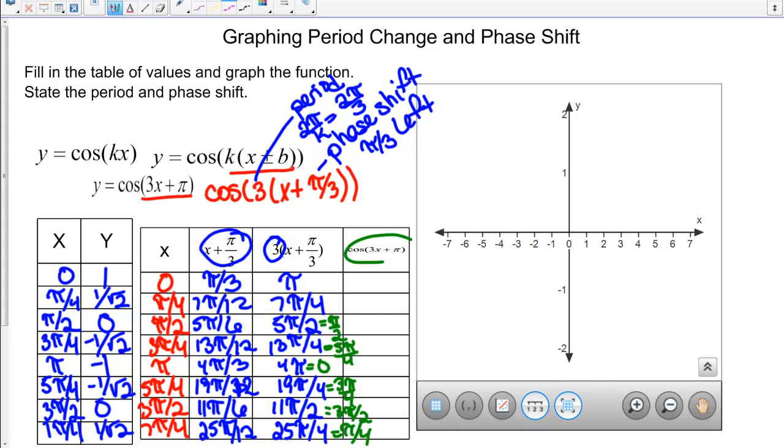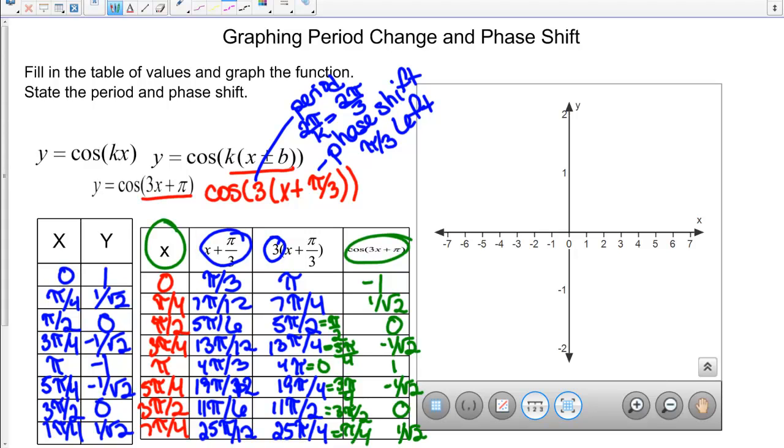So now if we find the cosine of this third column, cosine of pi is -1, cosine of 7 pi over 4 is 1 over square root of 2, cosine of pi over 2 is 0, cosine of 5 pi over 4 is -1 over square root of 2, cosine of 0 is 1, cosine of 3 pi over 4 is -1 over square root of 2, cosine of 3 pi over 2 is 0, and cosine of pi over 4 is 1 over square root of 2.